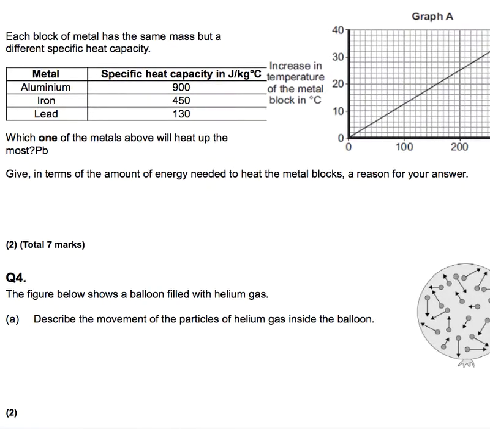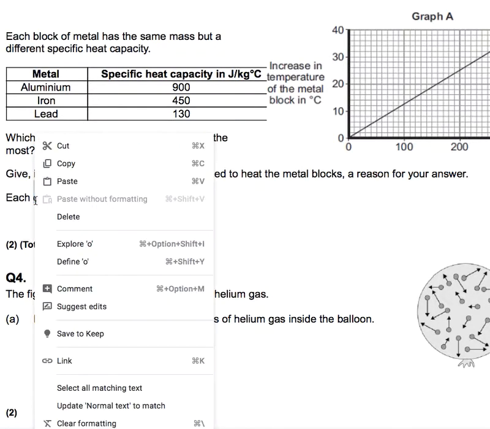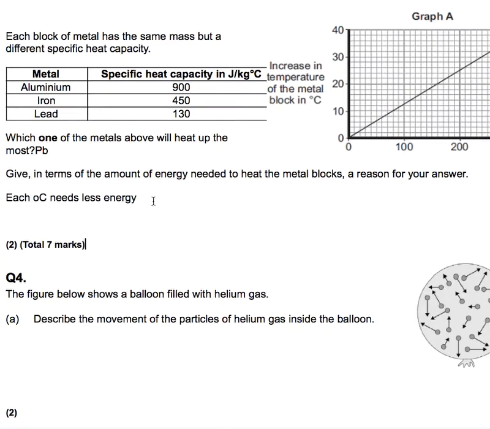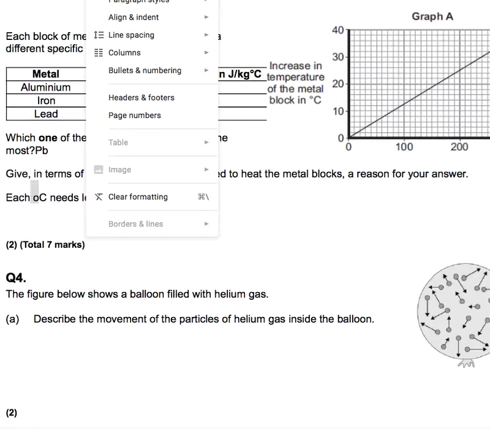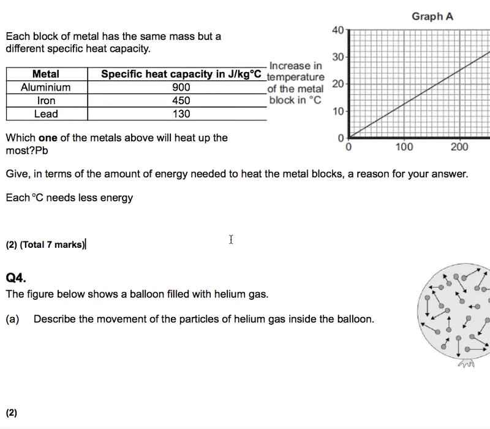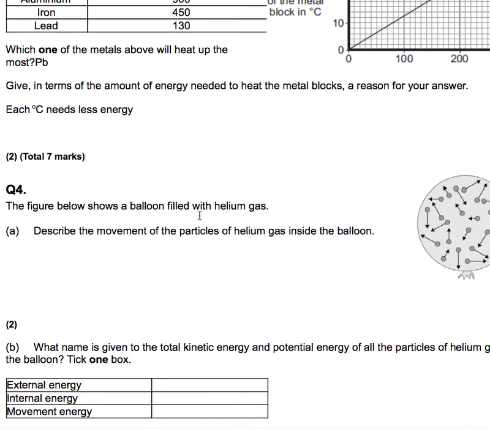And of course, the reason is, as I said, each degree C needs less energy. And you'll notice that the question tells you that they have the same mass. Okay, so that is question 3.